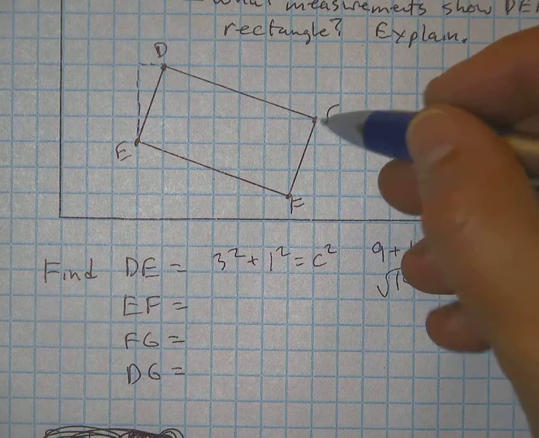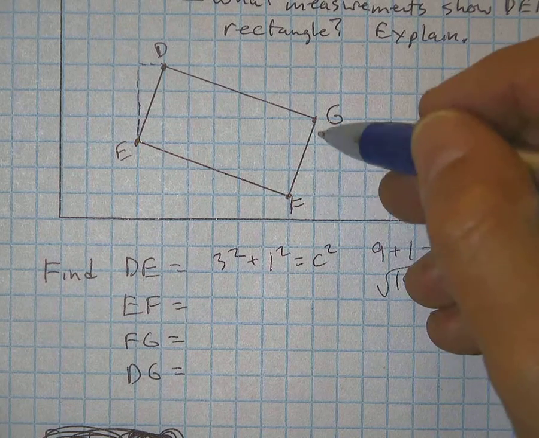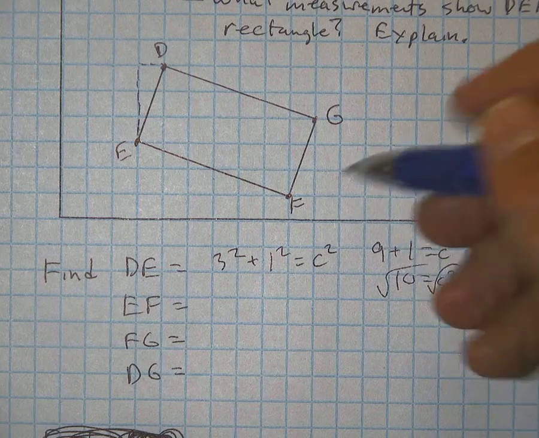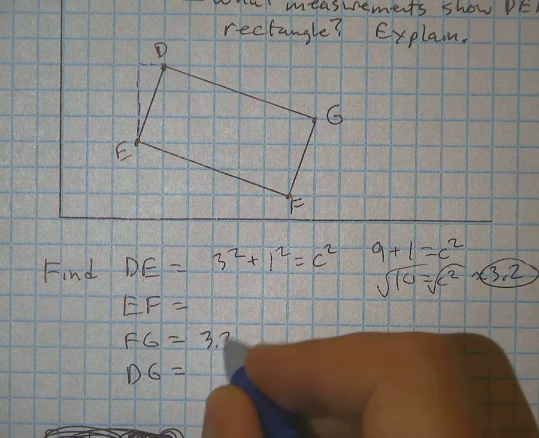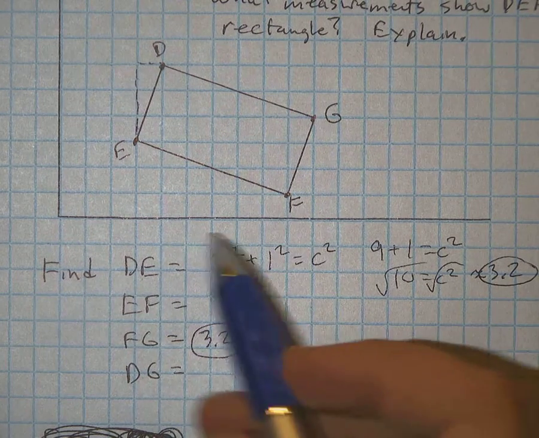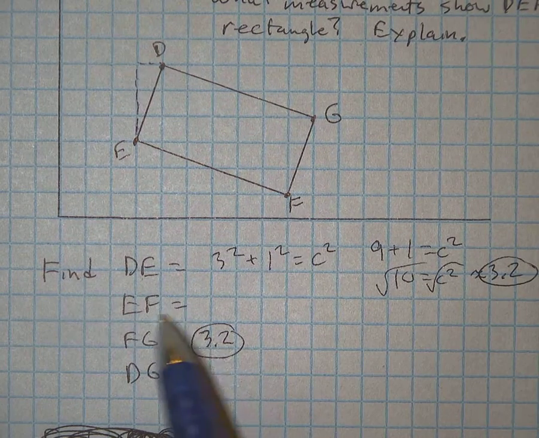Now I could do the same thing from G to F, and you can see that it's 3 and 1 as well. So F to G is also going to be 3.2. All right, now let's look at E to F. E to F, that's what we want to find next, E to F.